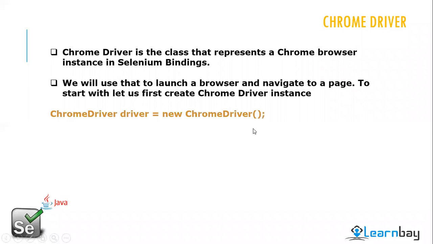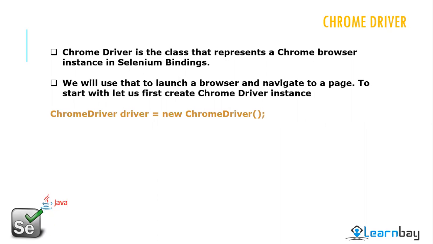Now, the second thing is Chrome driver. Chrome driver is a class that represents a Chrome browser instance in Selenium bindings. So we use that to launch the browser and navigate to a page. Basically, you are directly hitting the Chrome driver exe that I'm going to set up in my project to launch the browser and then interact with all the elements within the browser. So Chrome driver.exe is very much required if you want to work with an application that runs on Chrome.